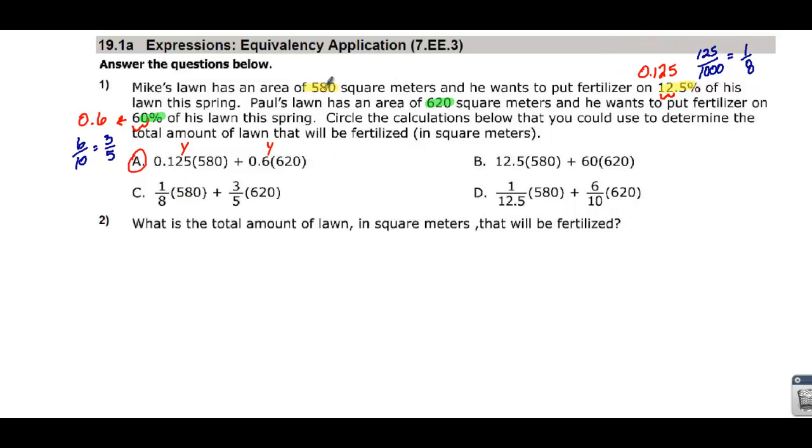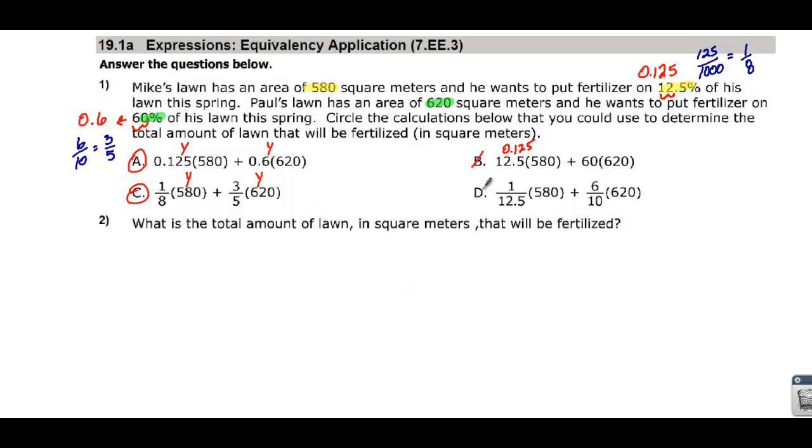1/8 matched up with 580. Yes, that works. 3/5 with 620. Yes, that works. There's an answer. 12.5. Nope, it's got to be 0.125, which means that that's wrong. If any part of it's wrong, the whole thing is wrong. Both parts have to be right. So you have to check both to make sure they're right. As soon as you hit one that's wrong, you know it's wrong.